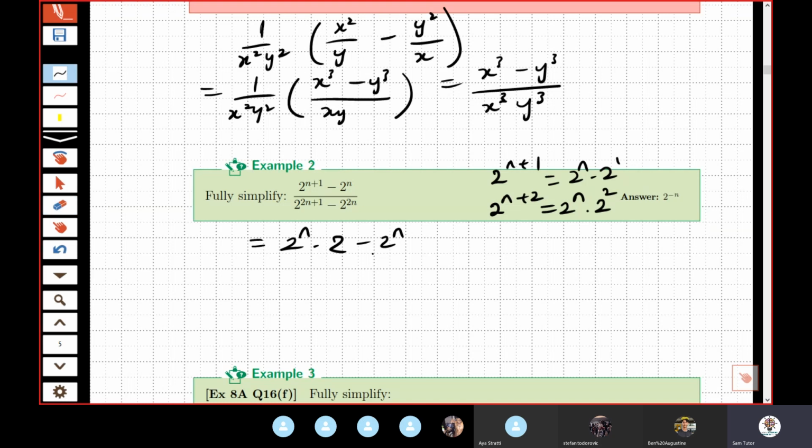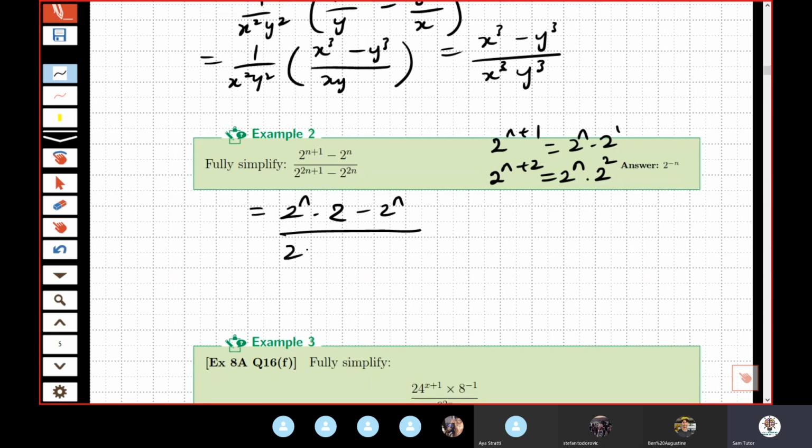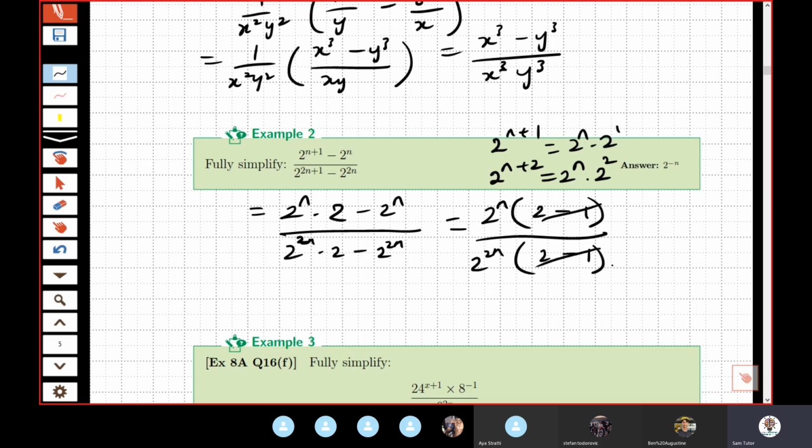2 to the power of n times 2 minus 2 to the power of n over 2 to the power of 2n times 2 minus 2 to the power of 2n. Any questions? All right. What are you going to do to the top? Anyone give me an idea of what they would like to do to the top and to the bottom? Yep, factorize. So 2 to the power of n, you'd factorize it out. You're left with 2 minus 1 over, factorize this, 2 minus 1. 2 minus 1 is 1, 2 minus 1 is 1, cancel out.